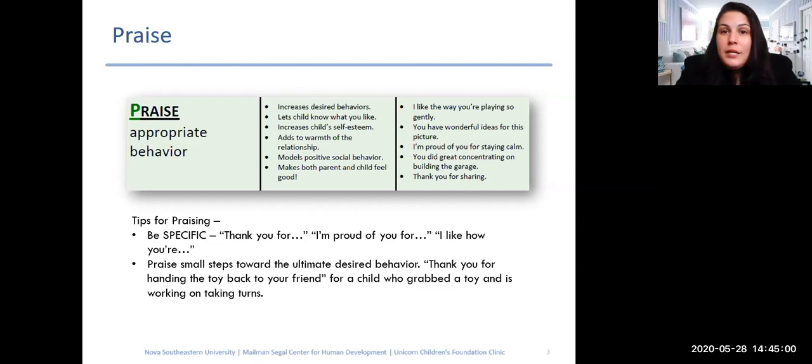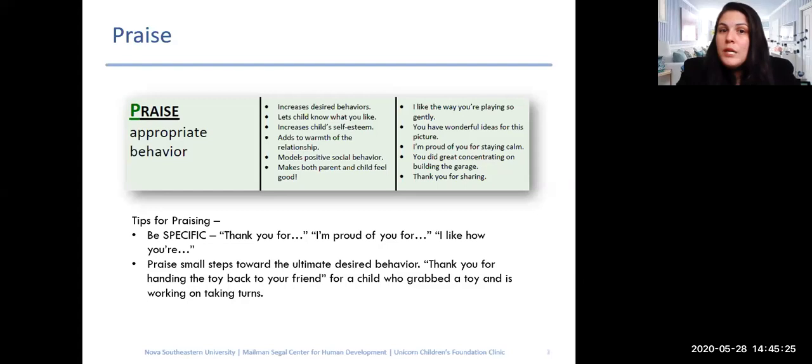And when we praise someone, so great job, Timmy, we want to make sure to be specific. We want to say thank you for picking up your garbage. Thank you for turning off the light. I'm proud of you for finishing your homework before dinner. I like how you're sitting still at the table. We want to be very specific.